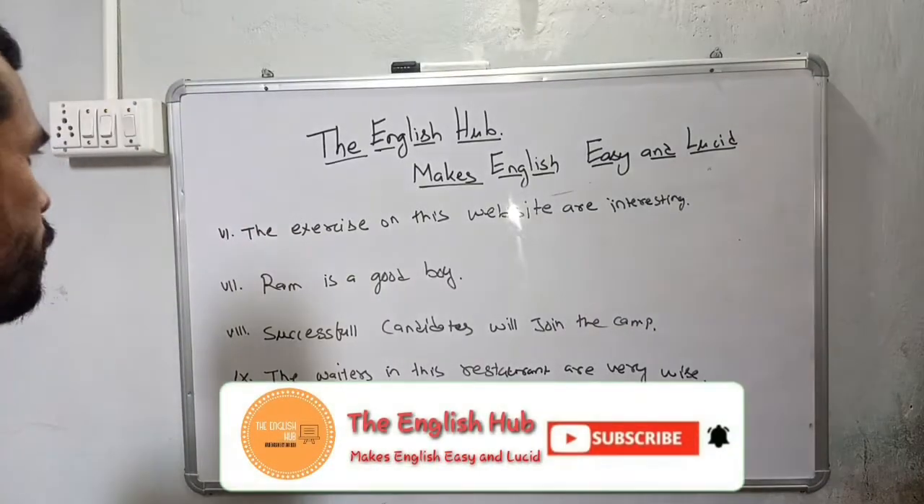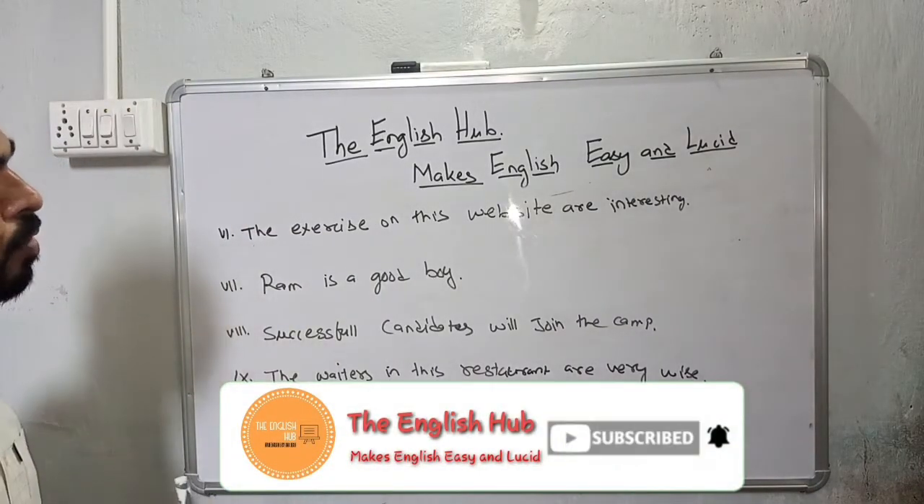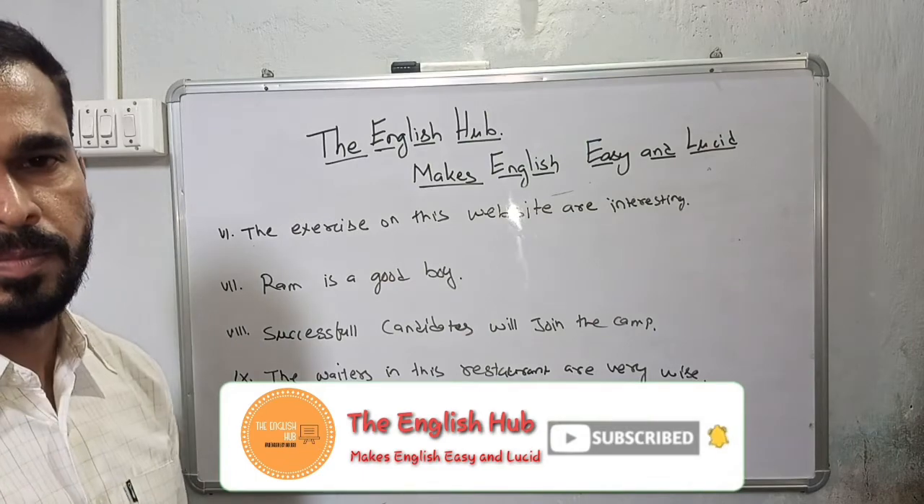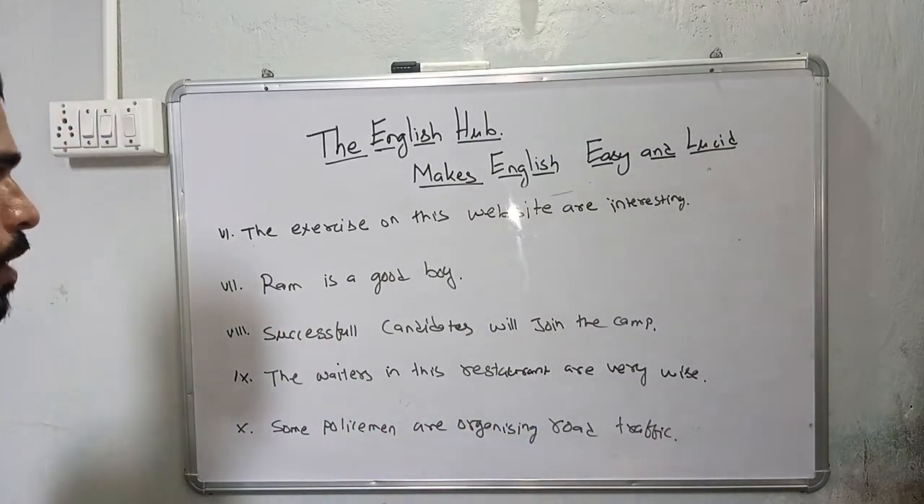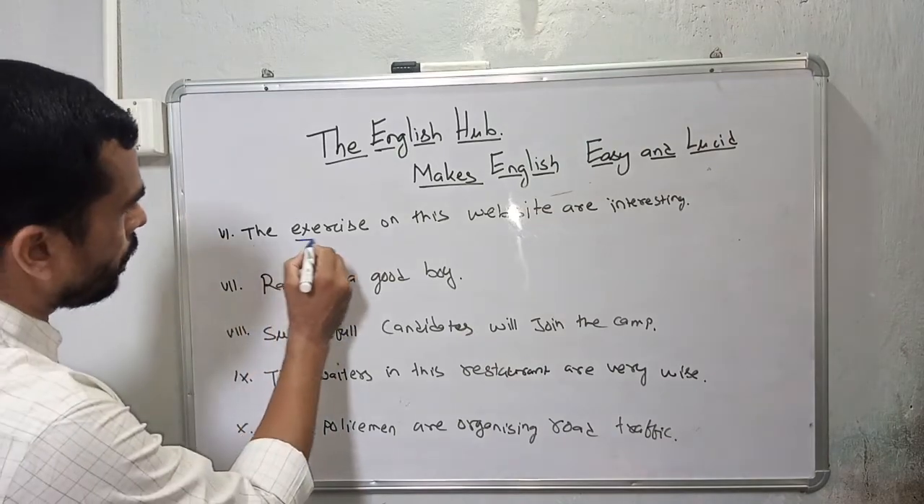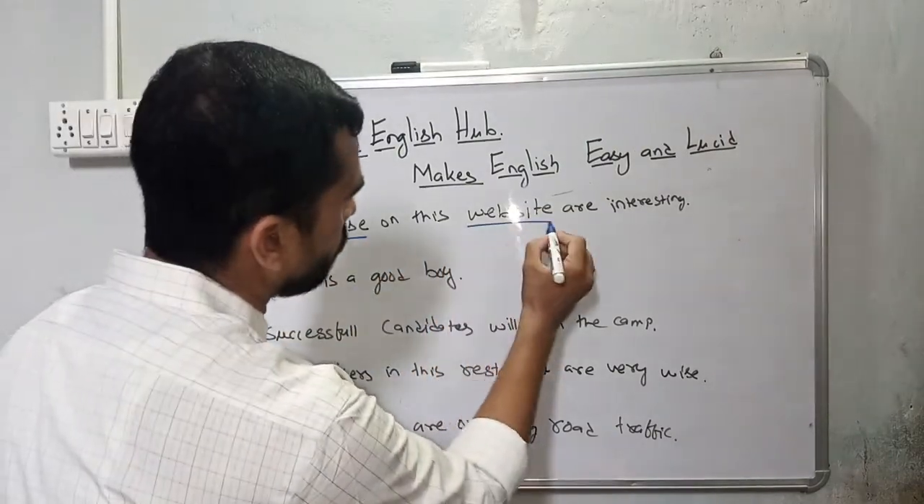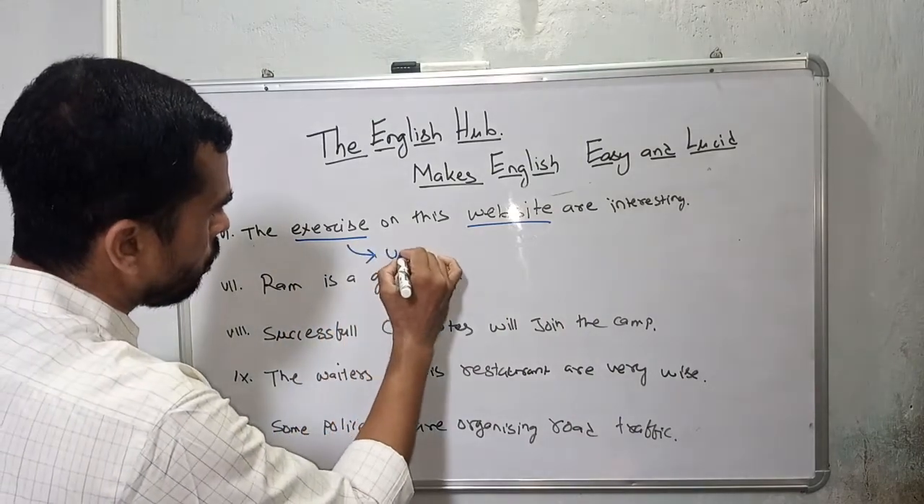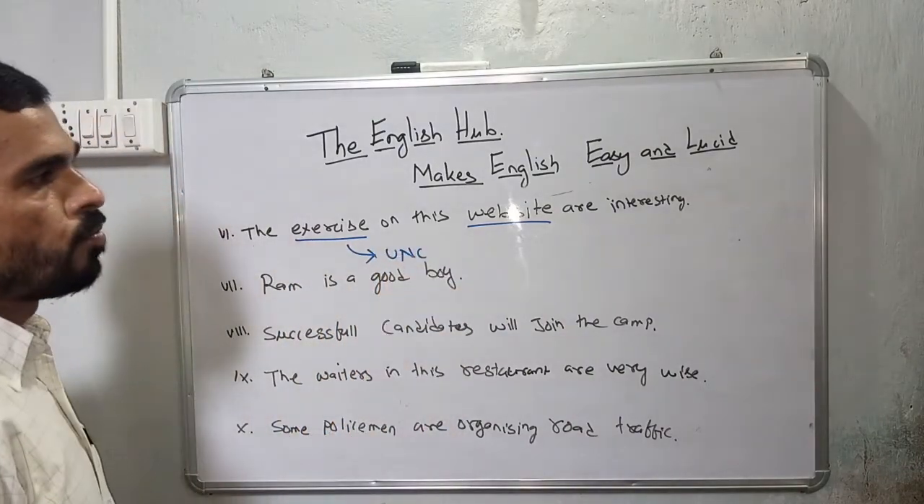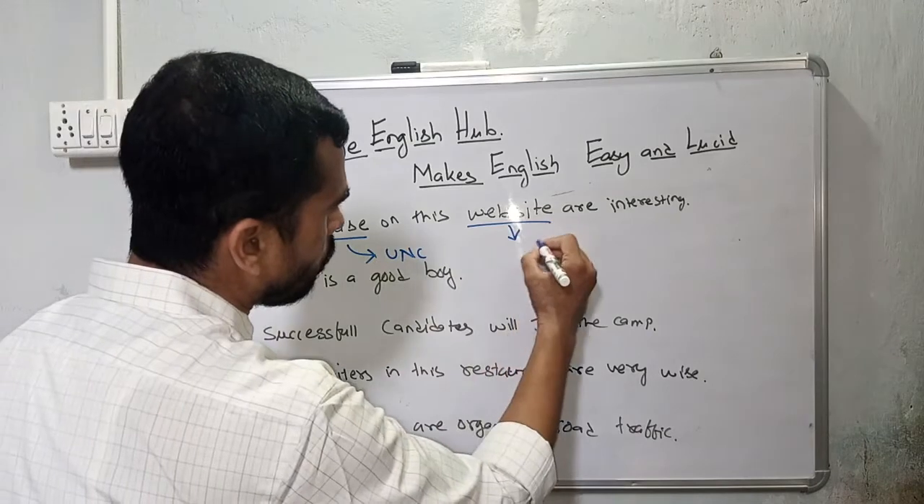Sixth question is: the exercises on this website are interesting. How many nouns are there? There are two nouns, exercise and website. Exercise is uncountable, website is countable.